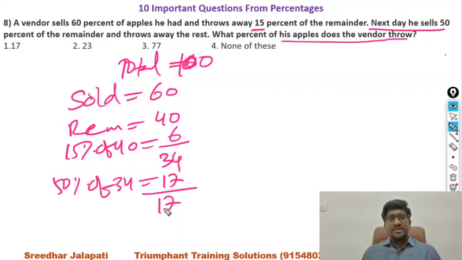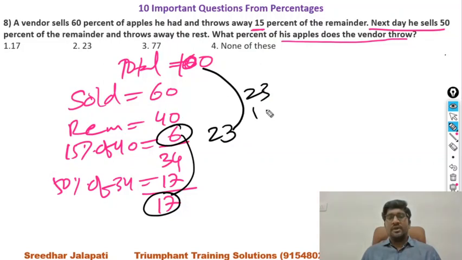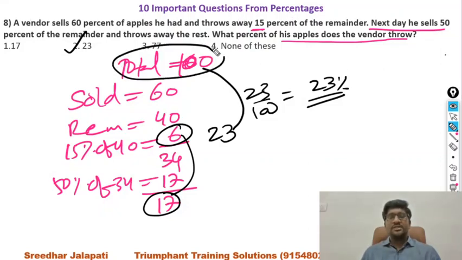So he threw 17. Therefore, what percent of apples does the vendor throw? On the first day he threw 6 apples. On the second day 17. Total he threw 23 apples out of 100. 23 out of 100 is nothing but 23%. That is option 2. So here, as every information is in percentage, I took the total as 100.